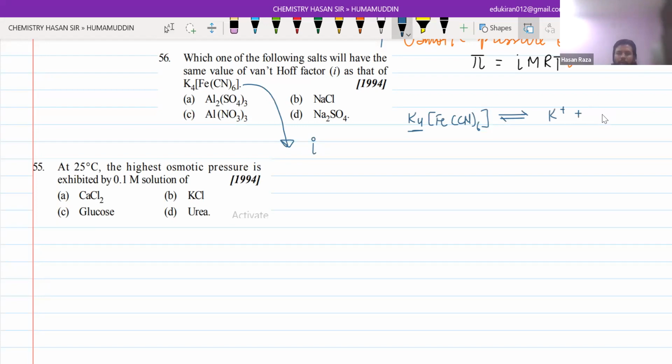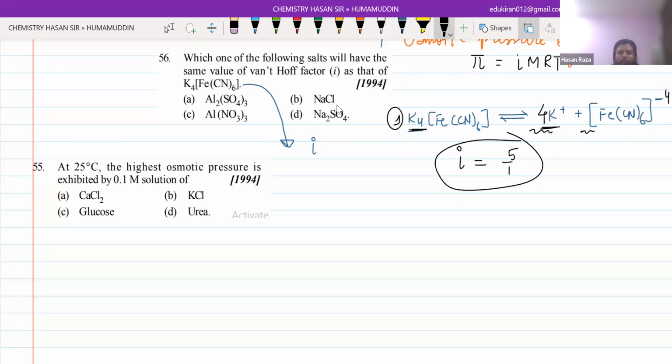This whole quantity will be as it is, and there will be negative. Now, since 4 K is there, you are going to put 4 here, and the total positive charge is now 4 plus, so you are going to put 4 negative here, because overall charge should be 0. Now if you calculate the value of i, 4 moles of this and 1 mole of this becomes 5, so the value of i is 5.